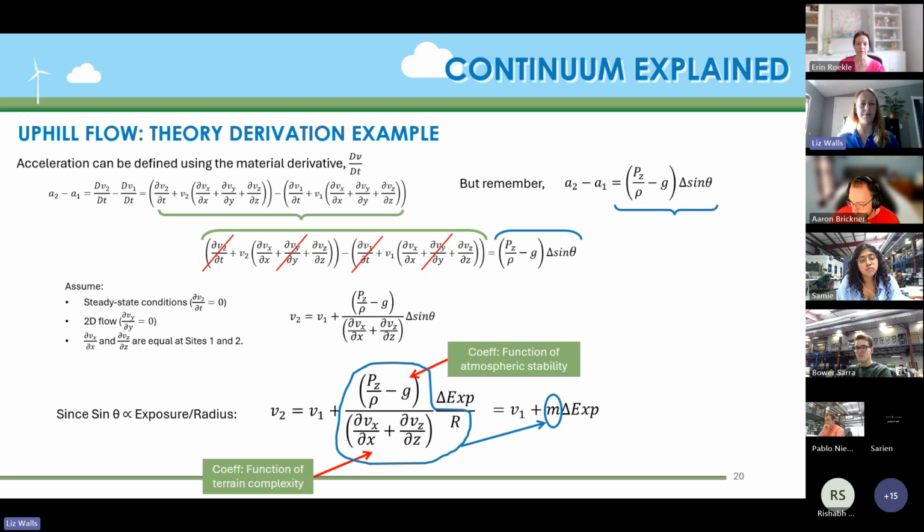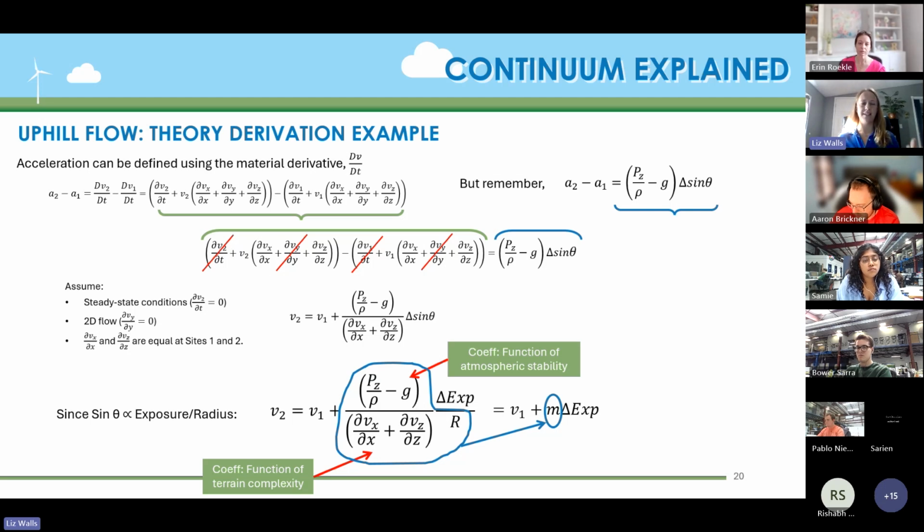We're going to make those same simplifying assumptions: steady state conditions, 2D flow, and that the wind speed variability or wind speed distribution are the same at site 1 and site 2. They're similar sites, just different slope and terrain. That's really all that's different.